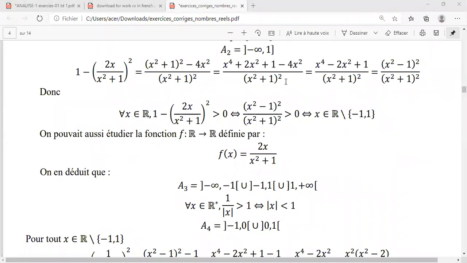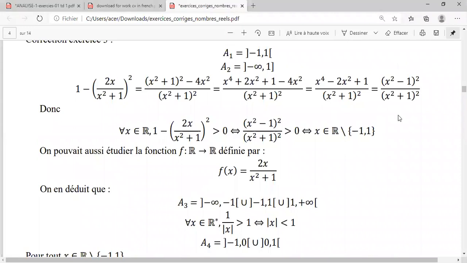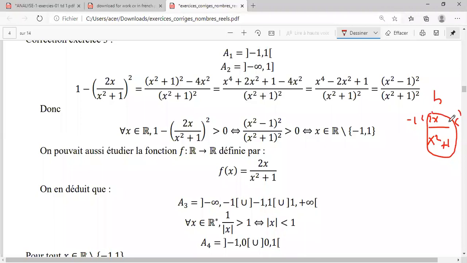So this square that we have here, it comes from the question that we have. Let's write it down here. The question is -1 is less than 2x over x squared plus 1, which is less than 1. Suppose everything that I'm having here is my b. So it's the same as saying -1 is less than b, which is less than 1.